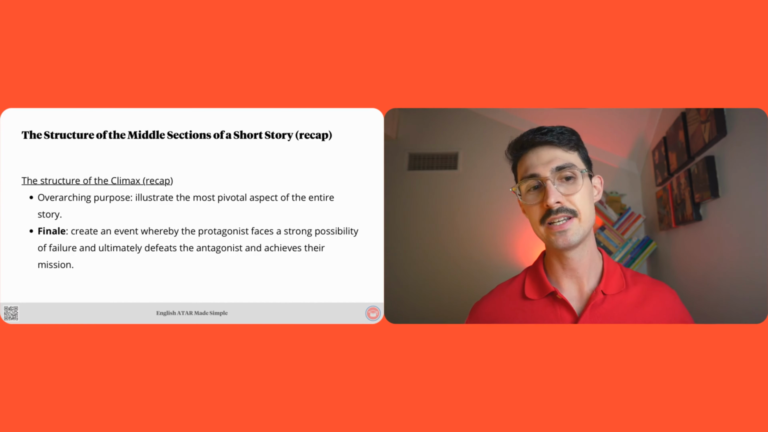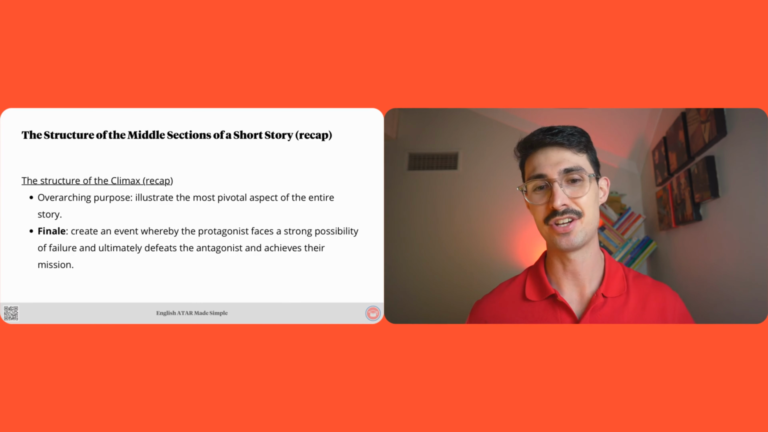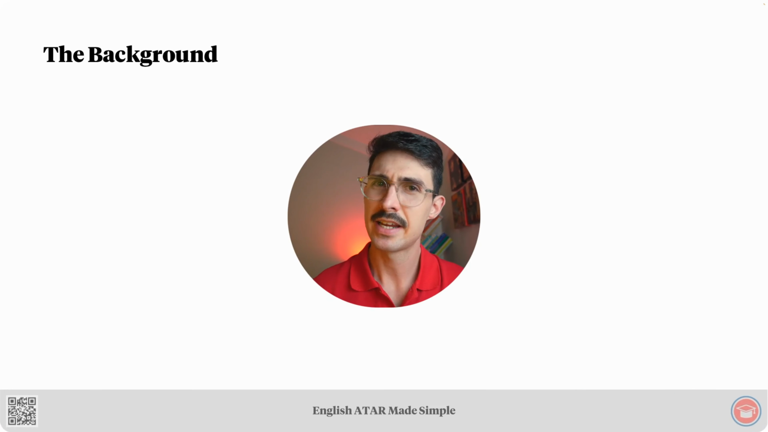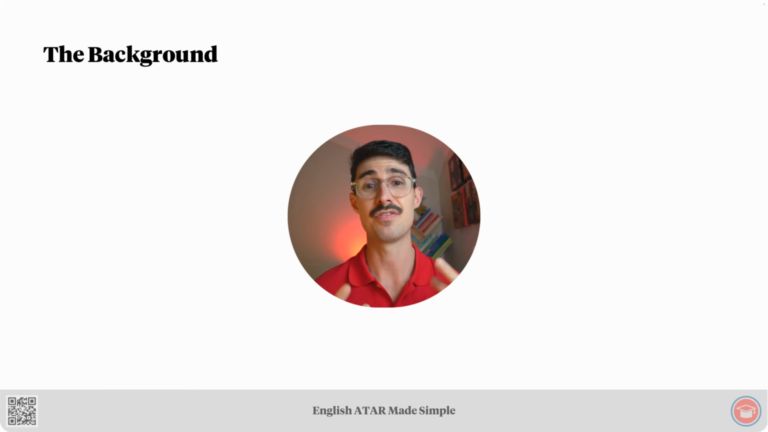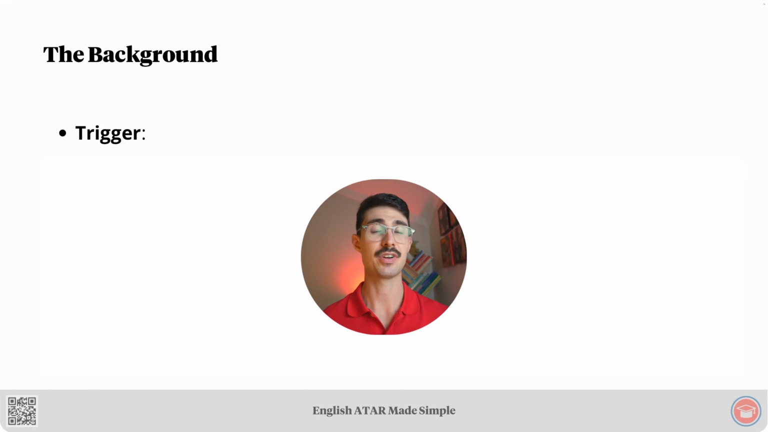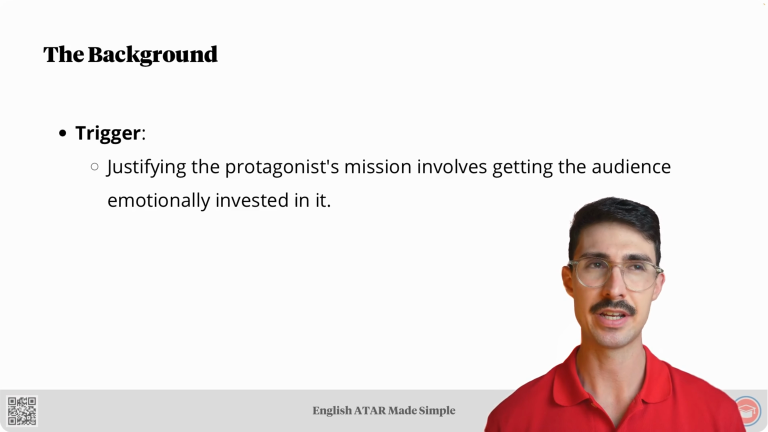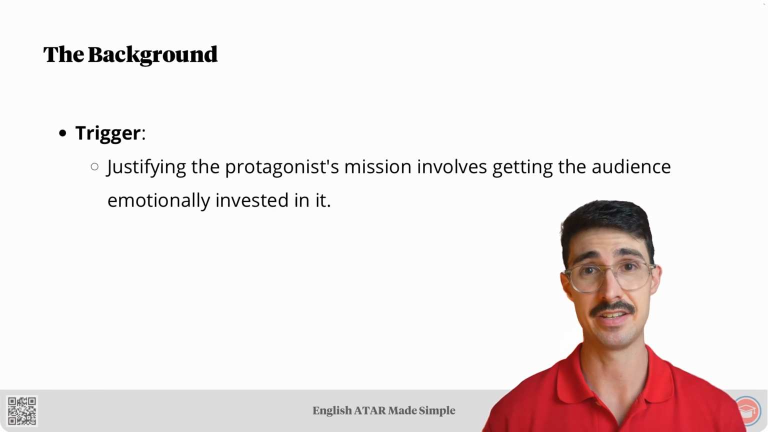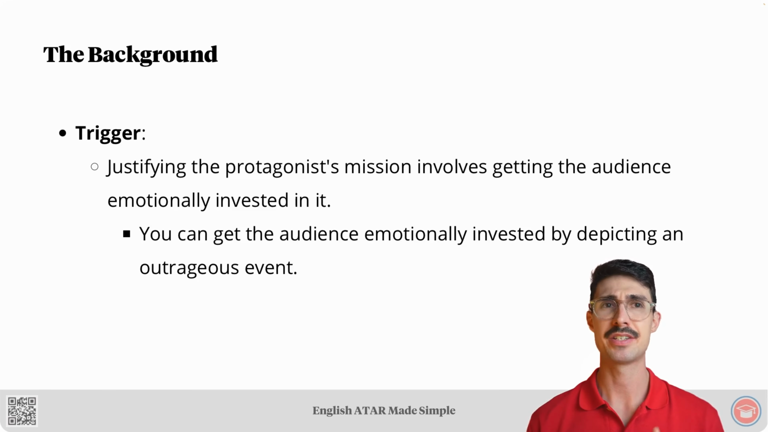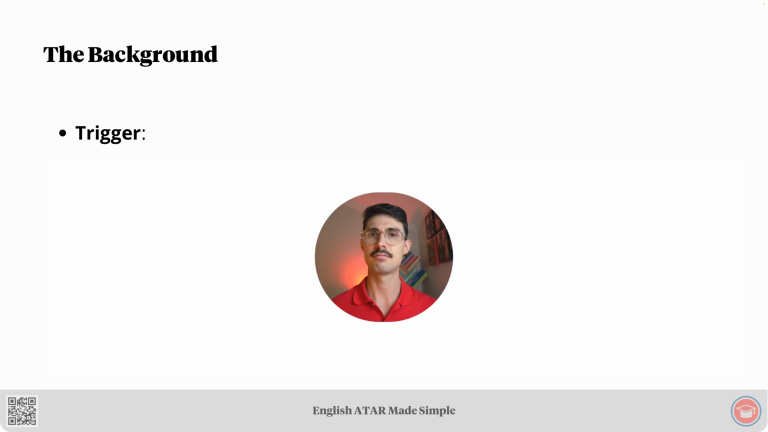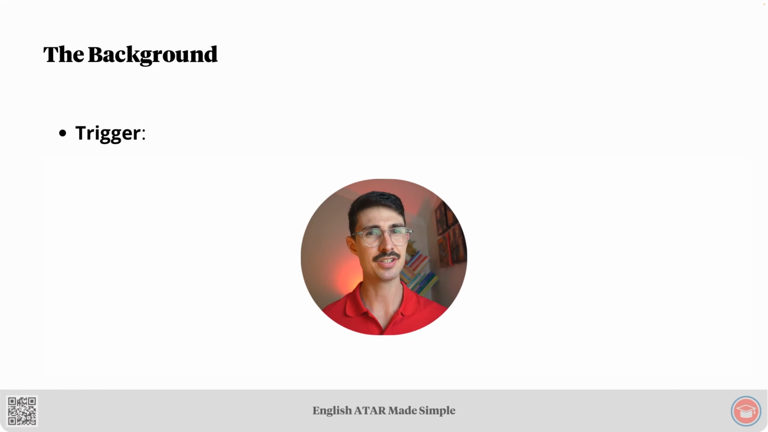After we did that recap of those sections of our short story, we then had a look at example 2. Here are some key takeaways regarding our discussion of this section, specifically regarding the trigger. Justifying the protagonist's mission involves getting the audience emotionally invested in it. One way you can get the audience emotionally invested is by depicting an outrageous event. For example, the protagonist's puppy is killed by a hitman. That's outrageous. The other element of the background section is the conflict element.